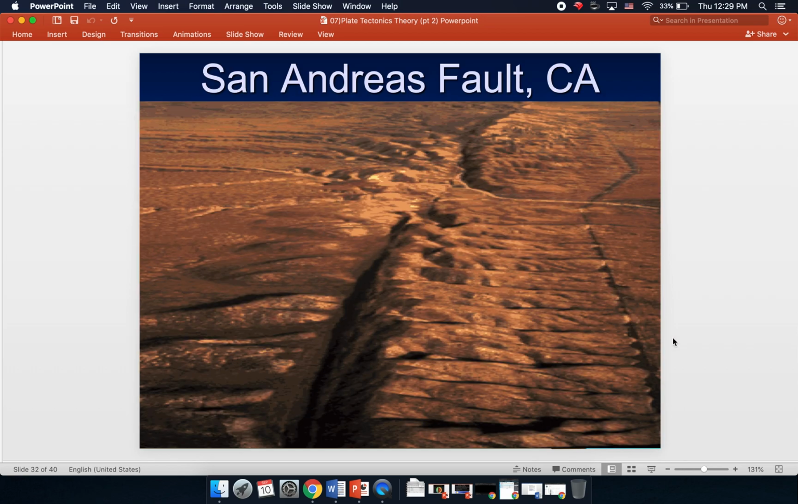Here's a picture of the San Andreas Fault. You can see that you don't have any kind of volcanic activity. It's like a big crack in the earth, and you've got this side going this way and this side going this way, and you get all this friction and grinding along here, which creates earthquakes.